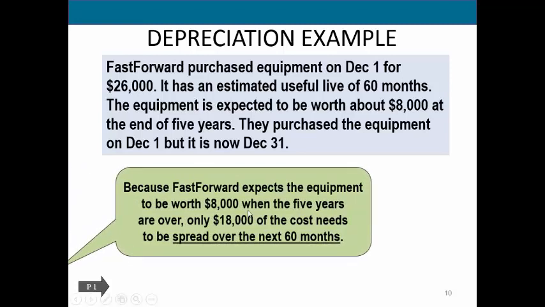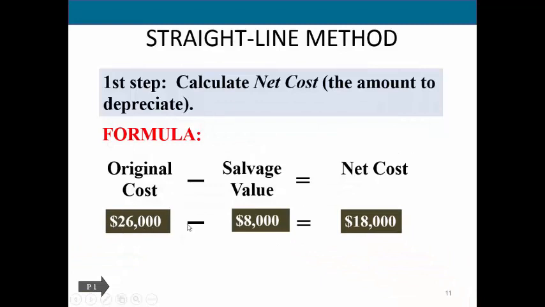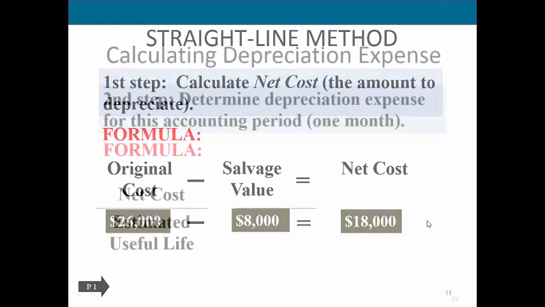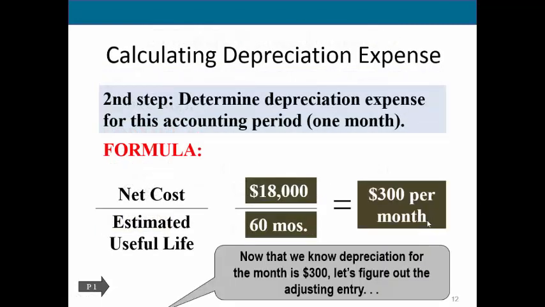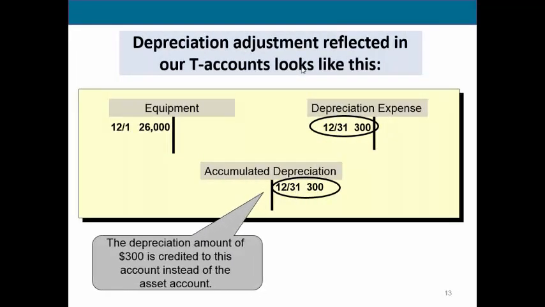They expect the equipment to be worth $8,000 when the 5 years is up. So only $18,000 of the cost needs to be spread over the next 60 months. So that is the portion that we are going to be depreciating. That's $26,000 minus $8,000 gives us that net cost, and this net cost is what's going to be in our numerator. Divide that by our useful life, and we can see that we need to depreciate $300 per month. We do this by recognizing a depreciation expense every month as we get the benefit from that equipment.